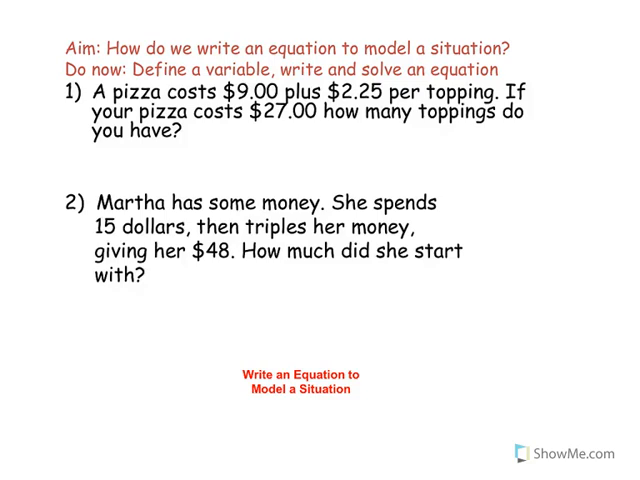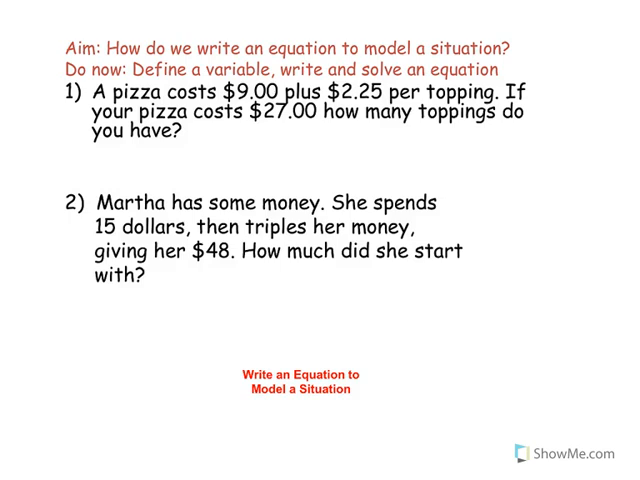Hey, good morning, guys. So today we march on to day 3 of 4 of using equations, multi-step equations, to model and solve word problems. So we'll quickly go over our do now, which should wrap up the last couple days. Number 1 says a pizza is $9 plus $2.25 per topping, $27. How many toppings do we have?